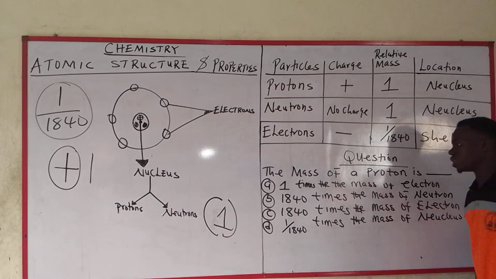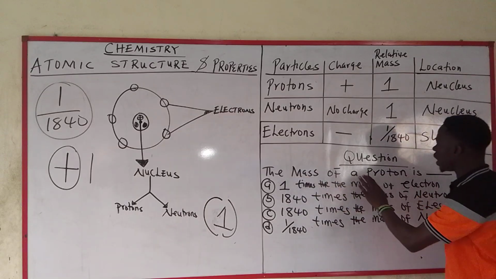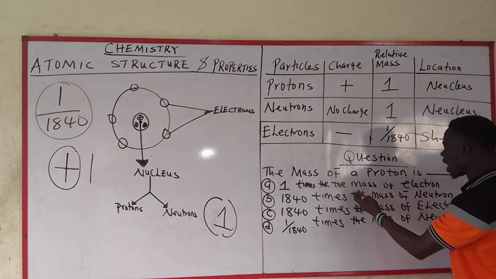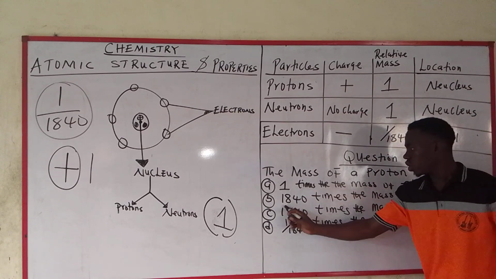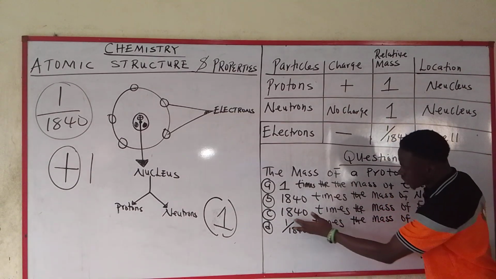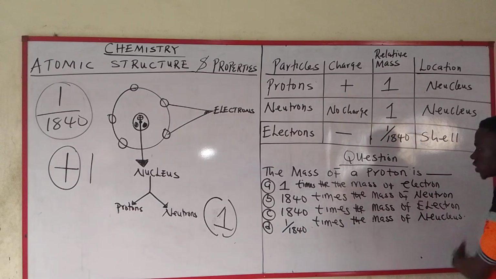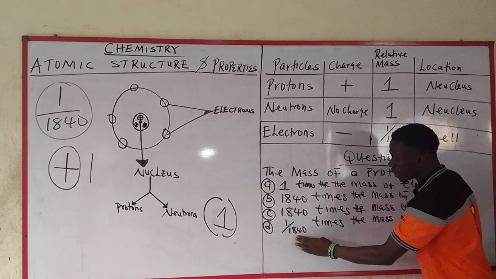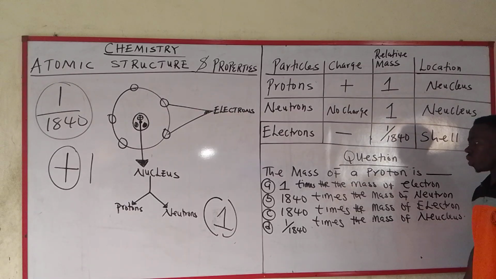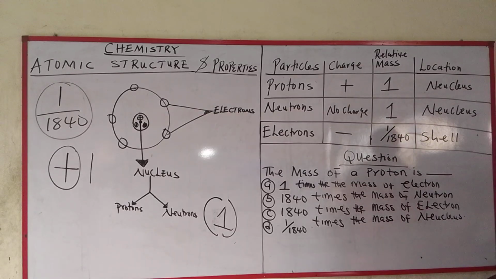Now, let's solve the question on the board. The mass of a proton is: A, 1 times the mass of an electron; B, 1840 times the mass of a neutron; C, 1840 times the mass of an electron; D, 1 divided by 1840 times the mass of the nucleus. So, which will be our answer? Our answer here will be C as the correct answer.